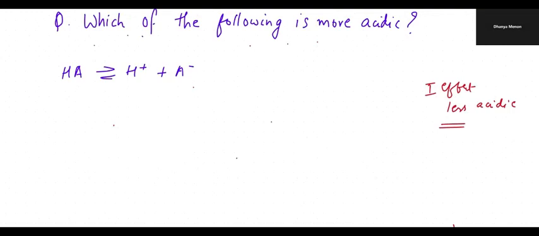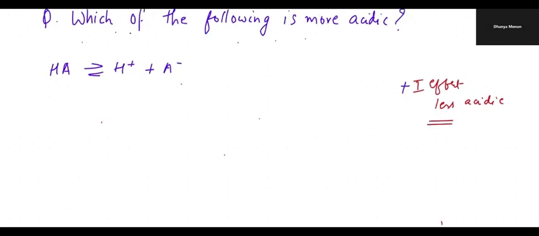The plus got deleted when I rubbed. So we just learned that when there are more plus I effect groups, it is less acidic. If it has minus I effect groups, then that substance is more acidic. So this plus got rubbed sometime before. So this is what we learned before.